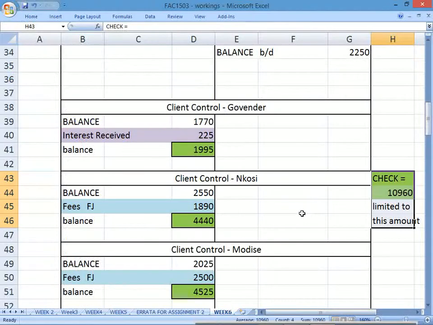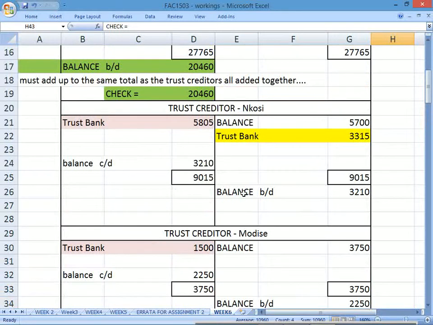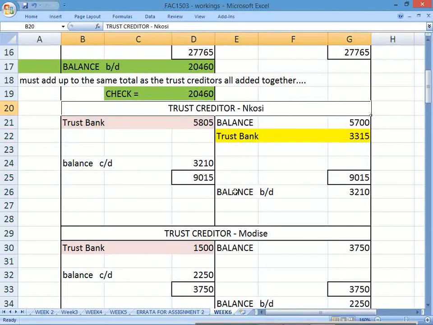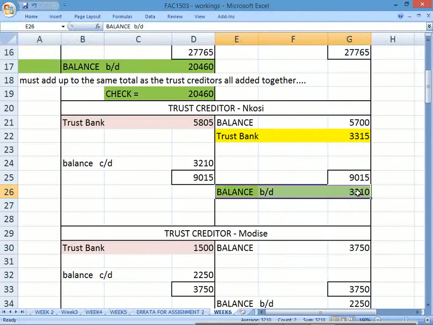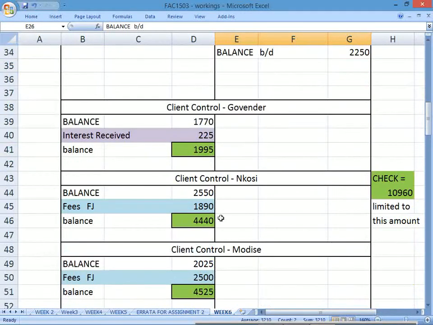Nkosi, let's go back and look at Nkosi's account. Trust creditor Nkosi. Nkosi has how much money sitting with the business? 3,210. Do you agree? That's Nkosi's money with us as the business. That's why I say it's so much better showing it separate, because you can actually see how much you owe each person and how much each person owes you. Let's just look at Nkosi. How much money does Nkosi still have with us? 3,210. How much fees are we charging Nkosi? 4,440.